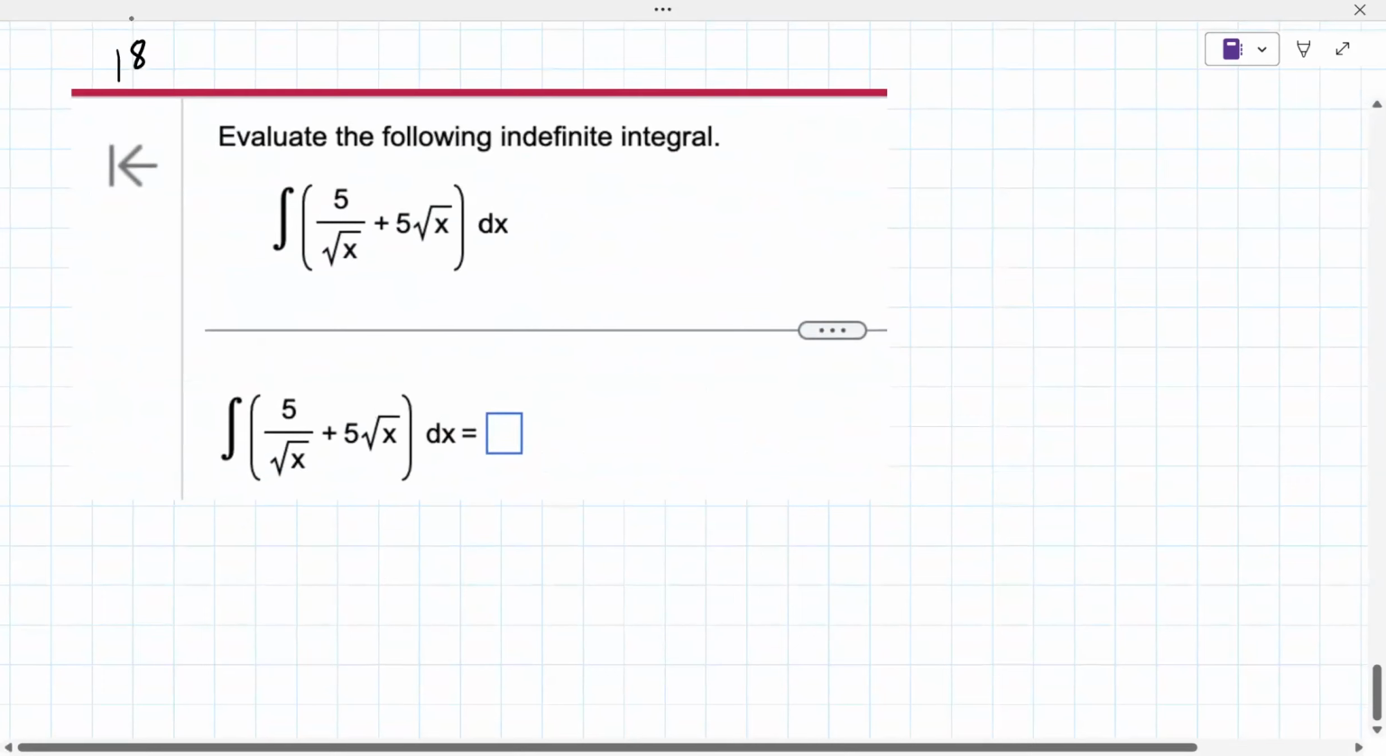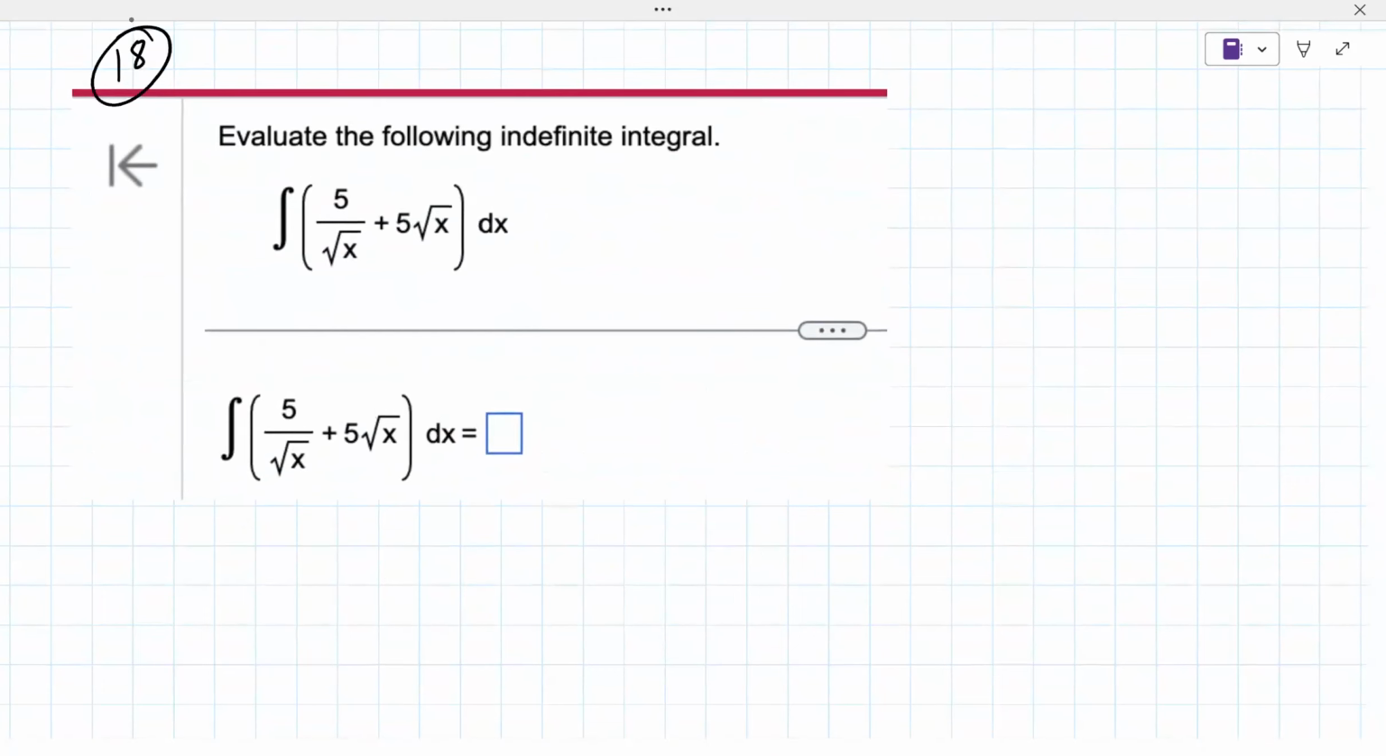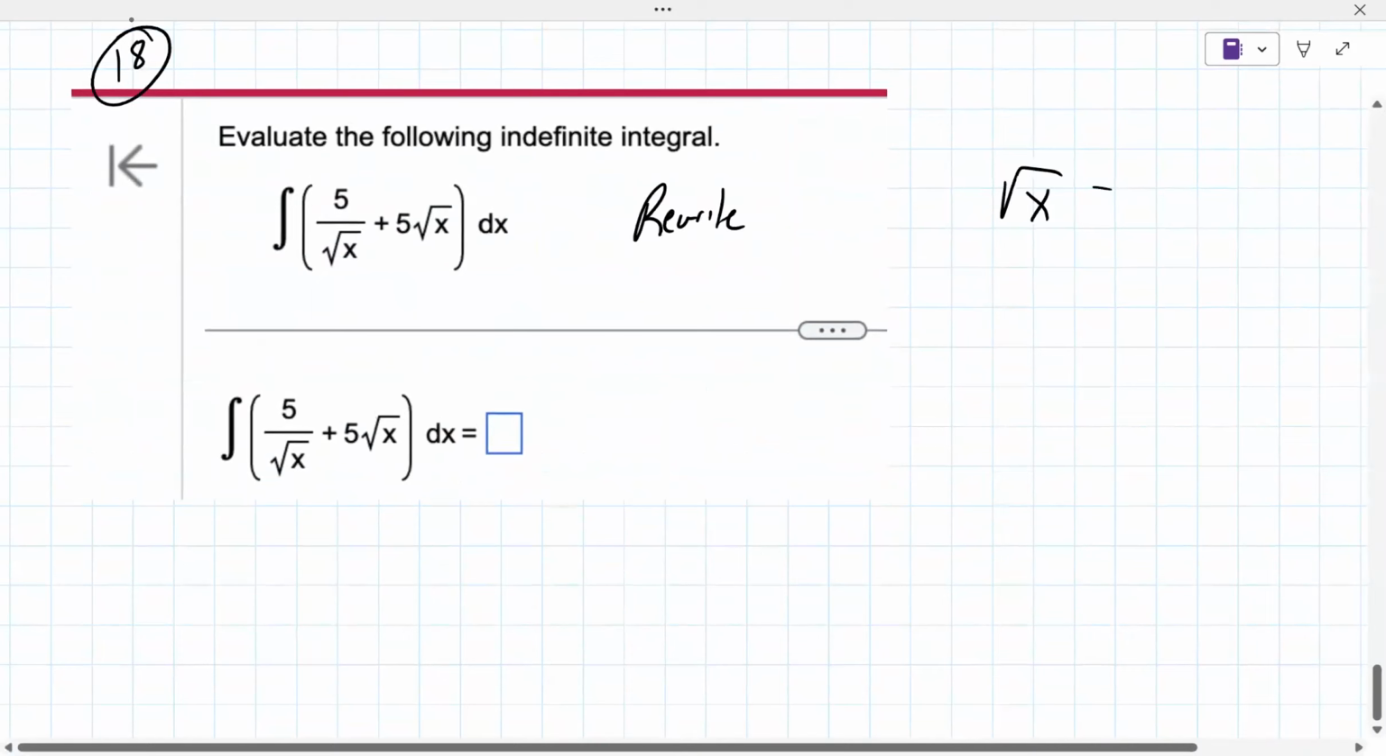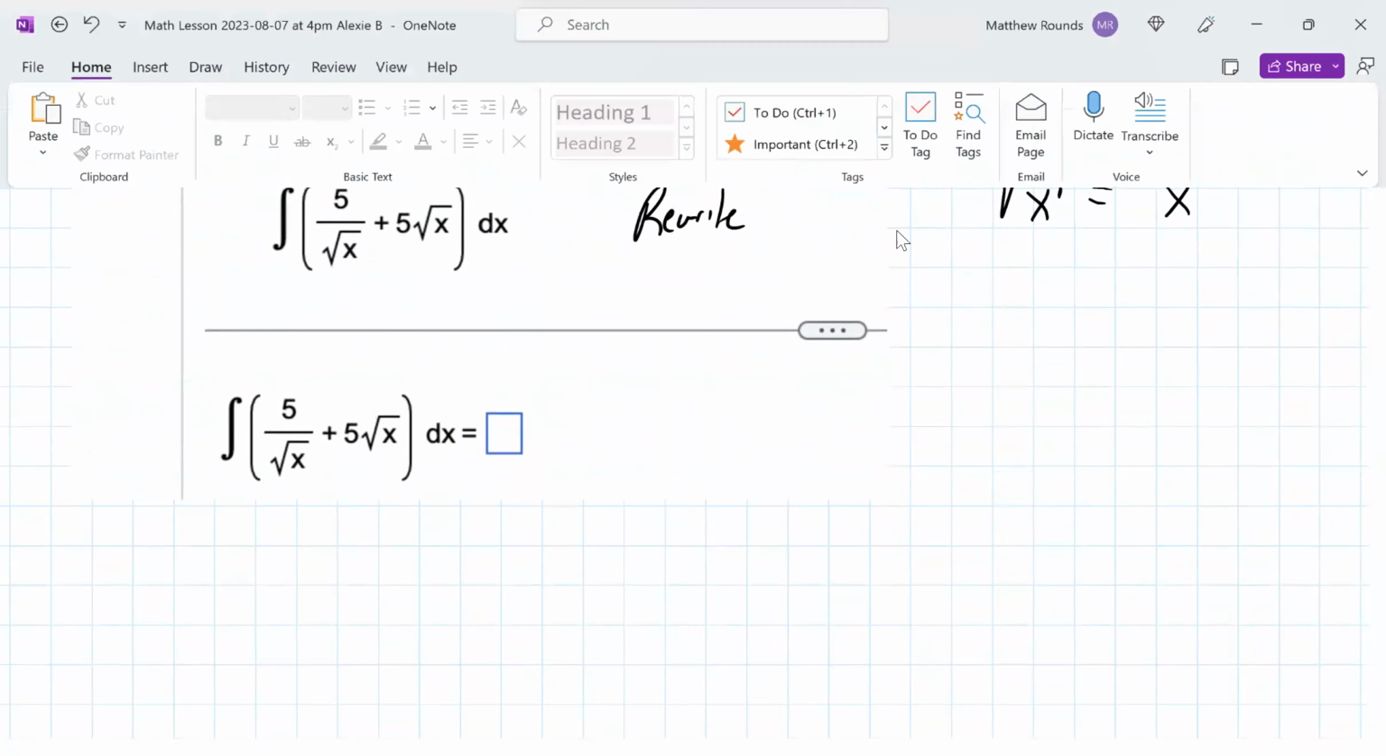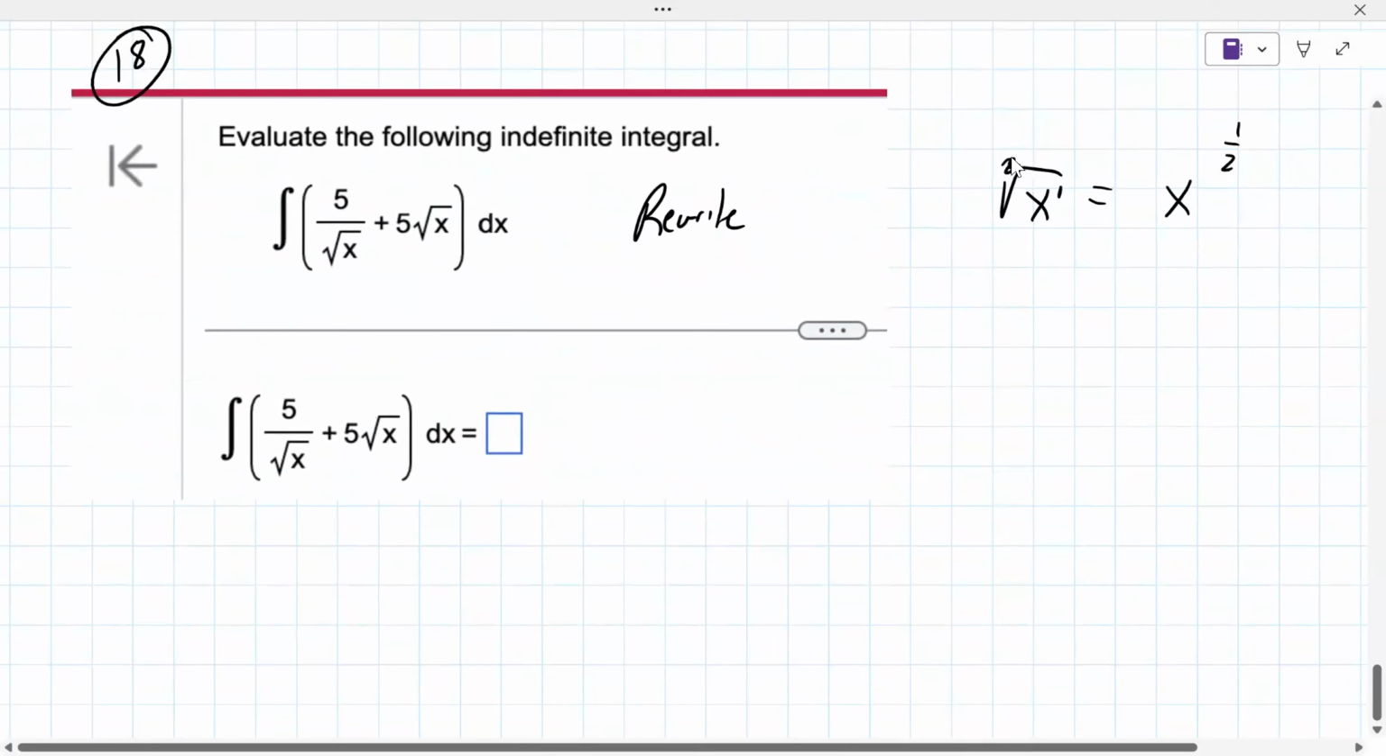So 18 here. Ooh, again, rewrite is critical here. You have to remember that the square root of x is really x to the 1/2 power. You're not sure why. There's really a 1 there and a 2 there. What's called the index. The index is 2. There's a 1 there that's not written. That's why it's 1/2. So what does that mean? It means it's the integral of 5 over x to the 1/2 plus 5x to the 1/2.